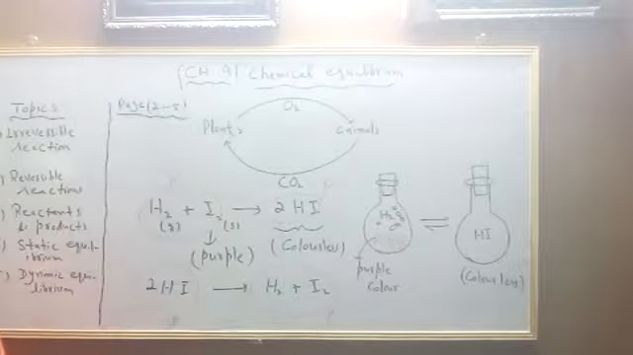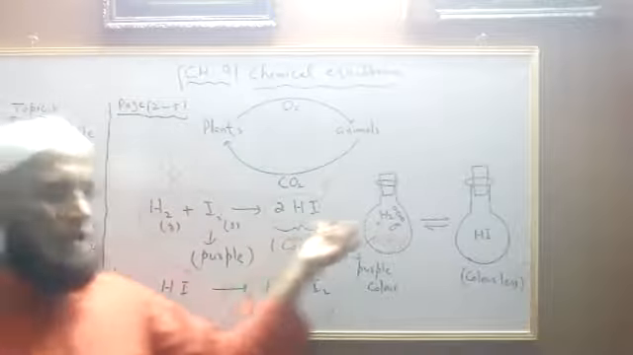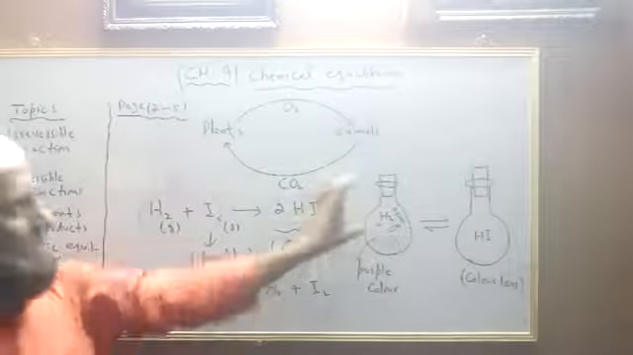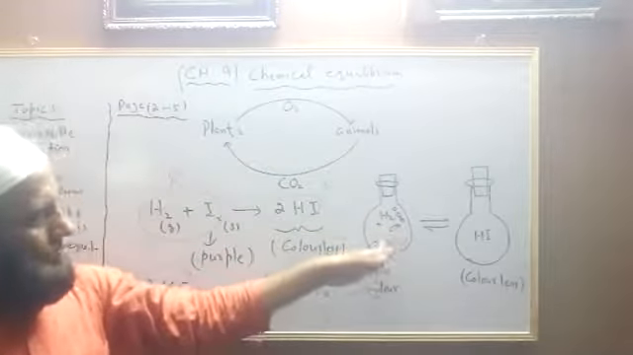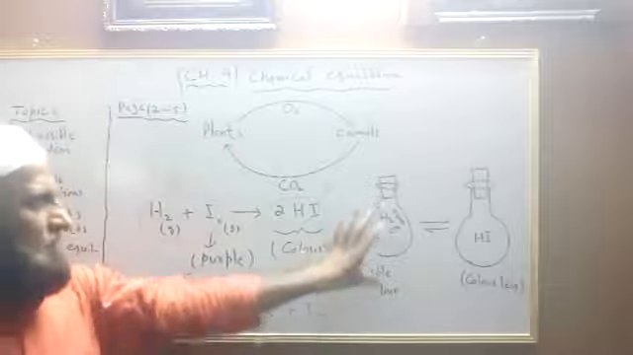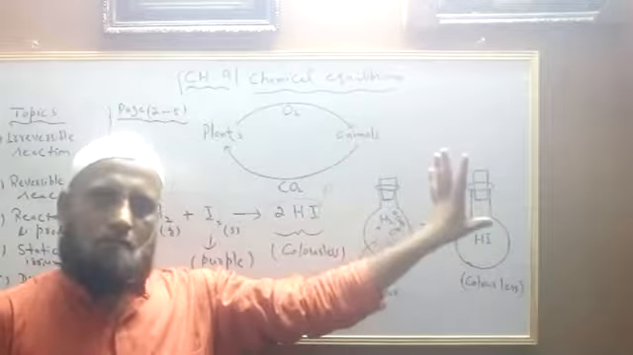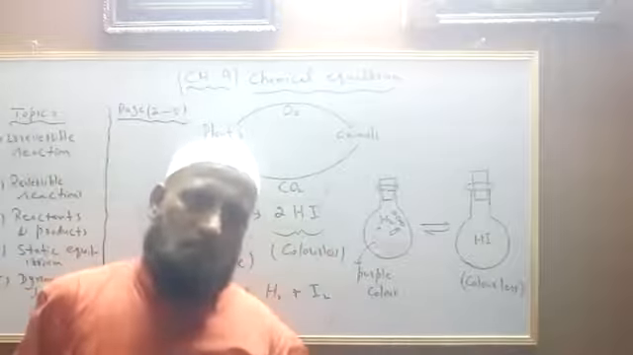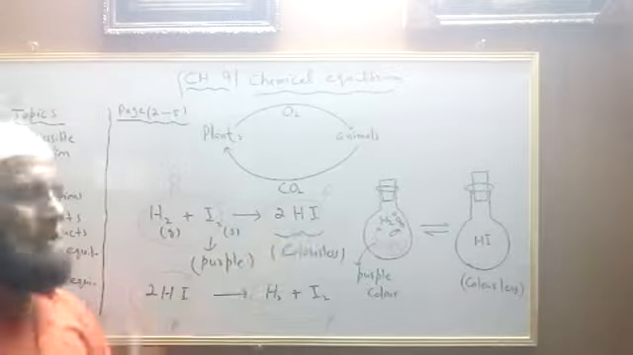But if we heat this mixture in a container that is closed, then in the first stage we will get hydrogen iodide. After getting the hydrogen iodide, if we again heat that flask, then again there would be decomposition, and in case of decomposition you would get the purple color back.